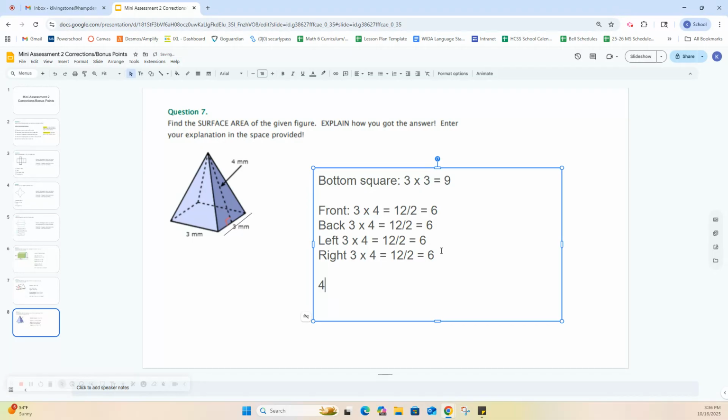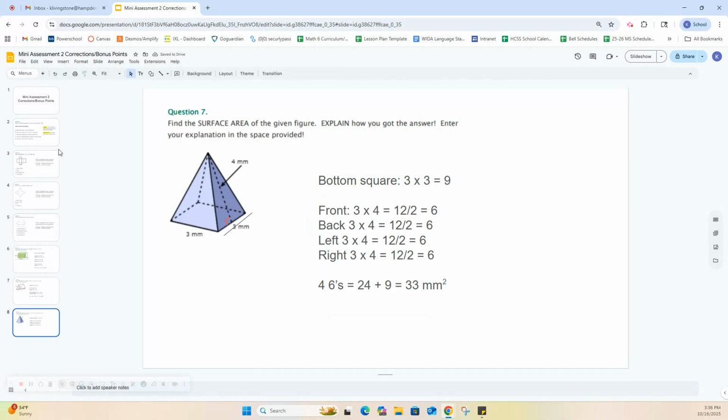4 sixes equals 24, plus 9 for the bottom is 33 millimeters squared. And that is going to bring us to the end of our corrections.